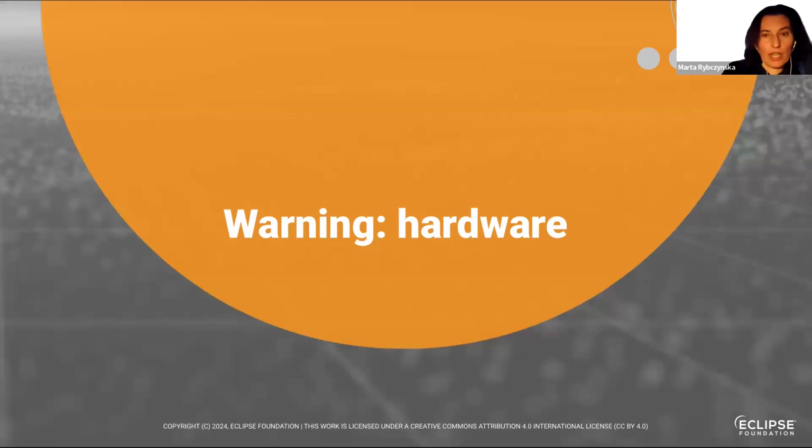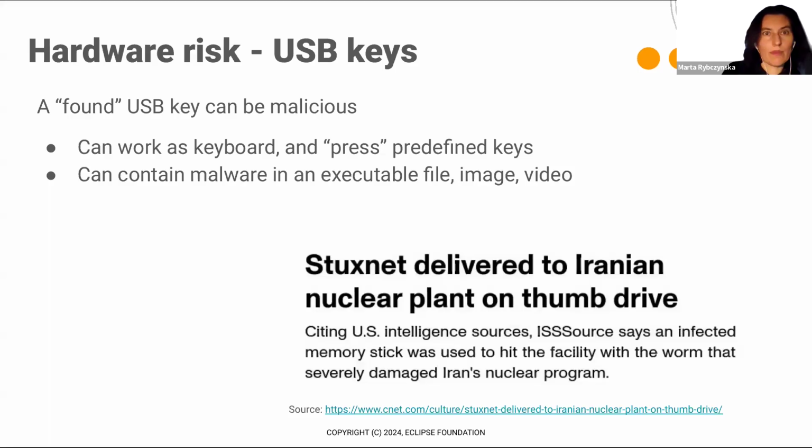A warning about hardware. USB keys. A found USB key can be malicious. It could be a hidden keyboard that is pressing some keys and causing some commands to be run on your system. There can also be malware in executable files, images, and videos on such a key.